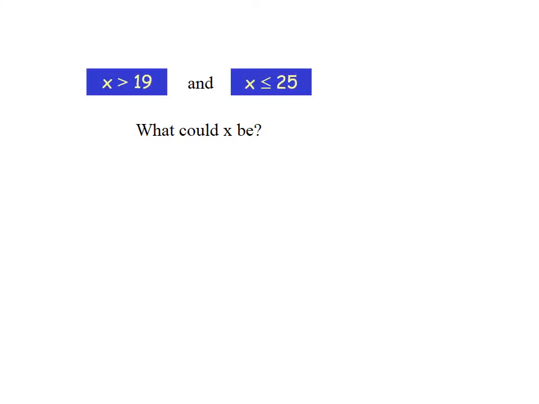Now let's suppose X is greater than 19, but also X is smaller than or equal to 25. And let's assume that X is a whole number this time. What could X be? Please pause the video while you have a think about this question. How did you get on? X could be 20, it could be 21, it could be 22, it could be 23, 24, or it could be 25 itself.